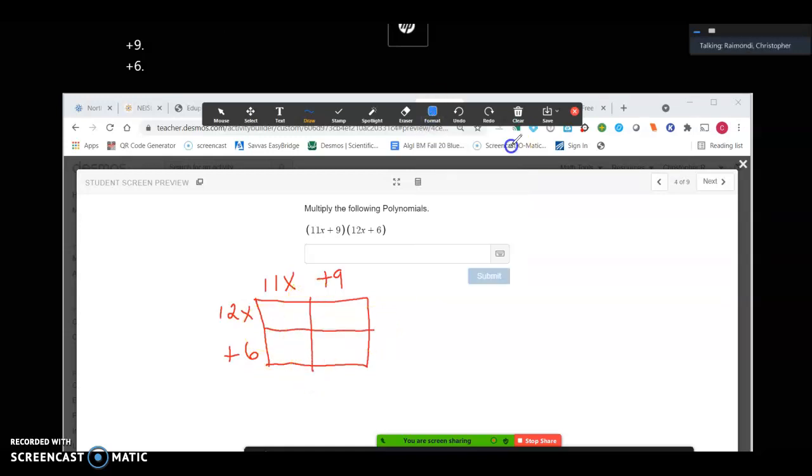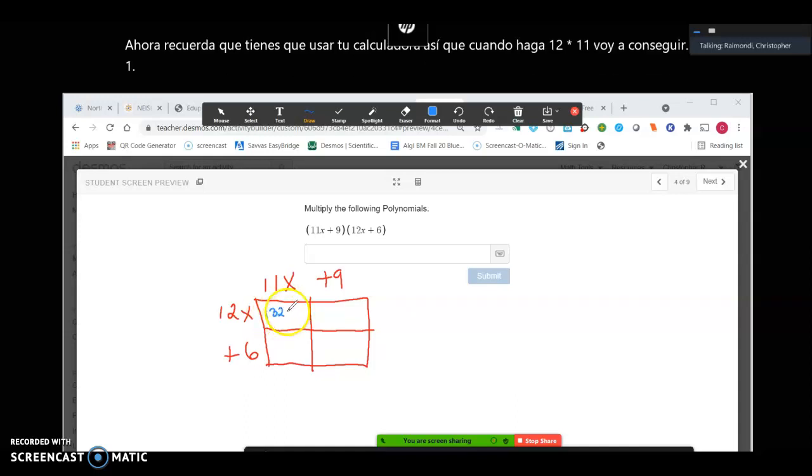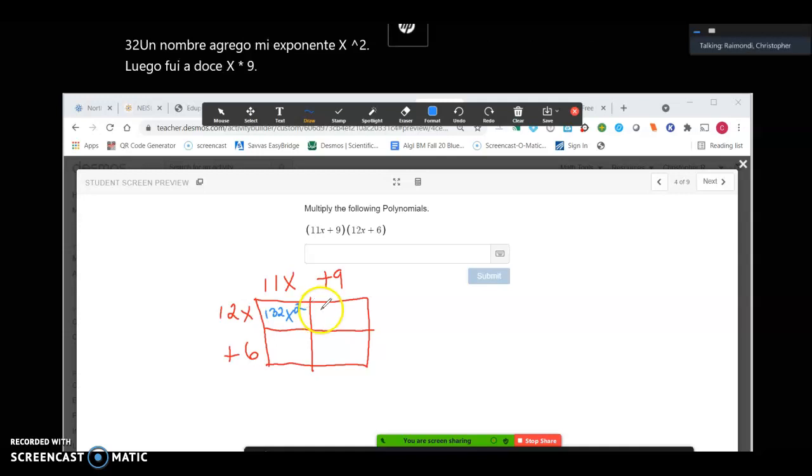go ahead and start multiplying. So I'll do 12x times 11x. Now remember, you have to use your calculator. So when I do 12 times 11, I'm going to get 132, and then add my exponents, I get x squared. Then I'm going to do 12x times 9. Again, use your calculator. 12 times 9, you get 108, and the x goes with it.